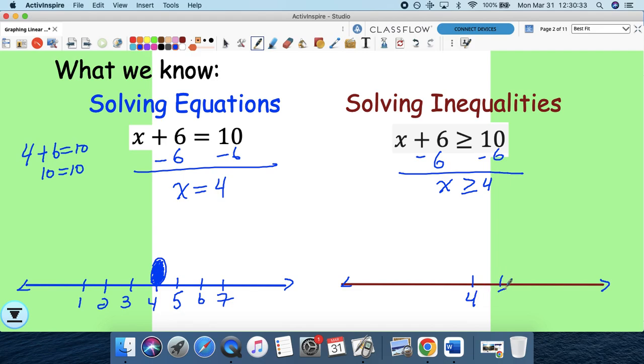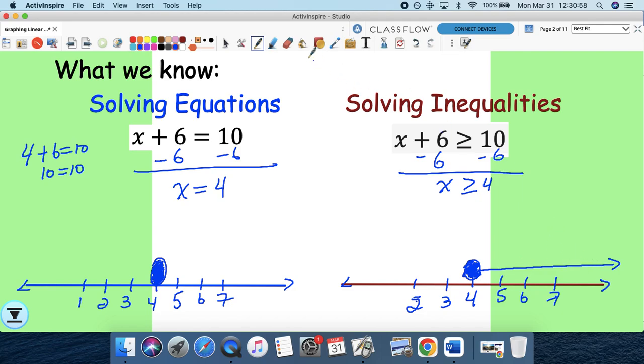So on the number line, how do I represent that? Well, it can be equal to 4, so I'm going to shade 4, so that tells me that 4 is part of the solution. And x can be anything greater than 4. So, to show greater than 4, I'm going to draw a line pointing to anything that's greater than 4. So anything on this side of the circle of 4 is part of the solution.